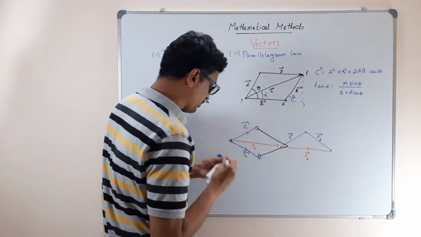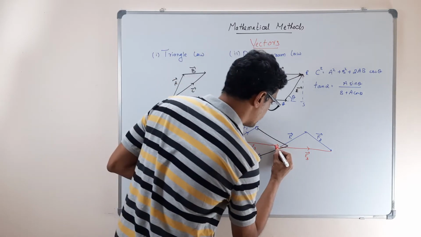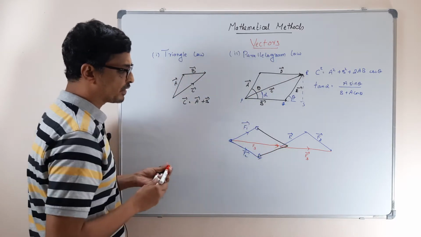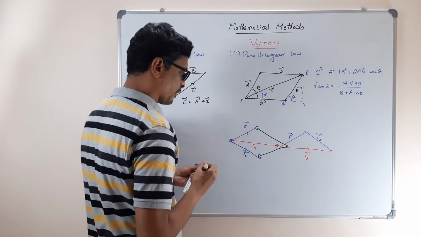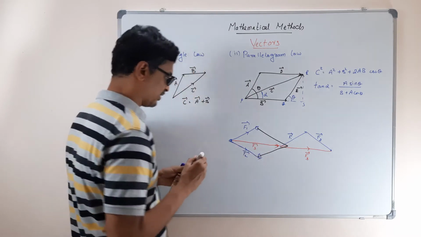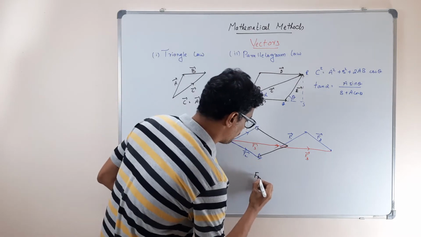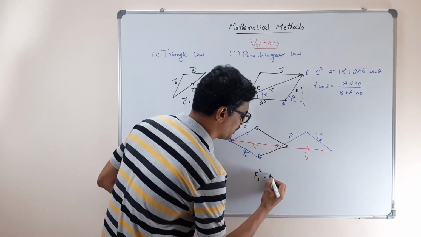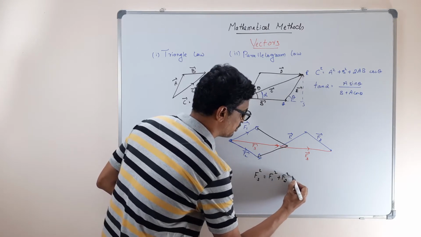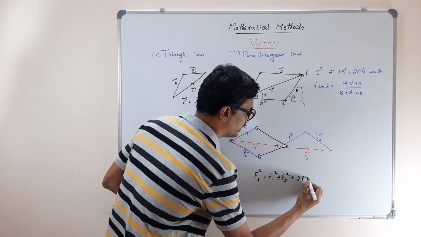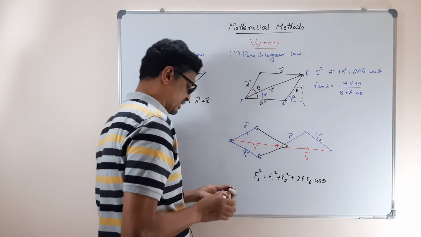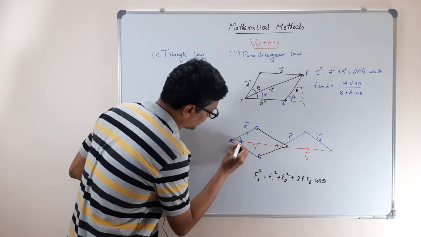Okay, in the parallelogram, the diagonal is the magnitude of the vector F3. Now can you tell me what is the magnitude of the vector F3? Very good, correct. F3 square will be equal to F1 square plus F2 square plus 2 F1 F2 cos theta. What is theta? Theta is the angle between these two vectors.